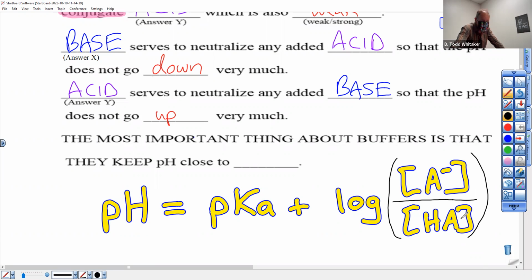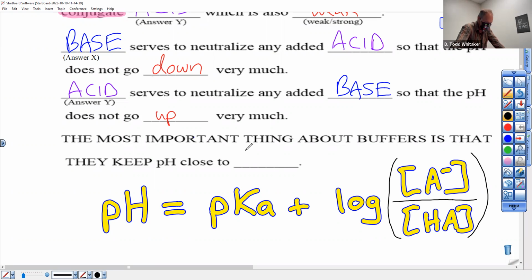Now, if the HA, the acid, is greater than the base, this will be a fraction, correct, in the parentheses? And the log of a fraction is a negative number. What's happening to pH if you have a negative number adding to pKa? Where's pH going? Down. Are you surprised? You already knew this. Acids lower pH. But they don't change very much when they're doing a log expression of the ratio of the two. So you can use this equation to answer this next part.